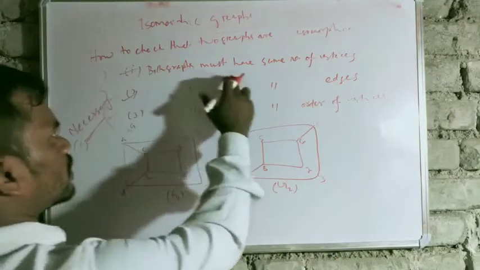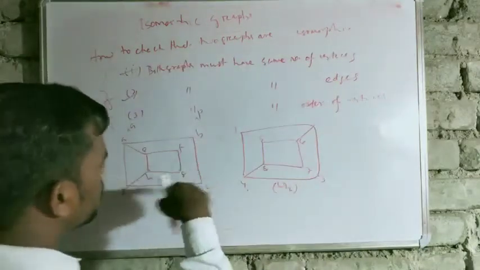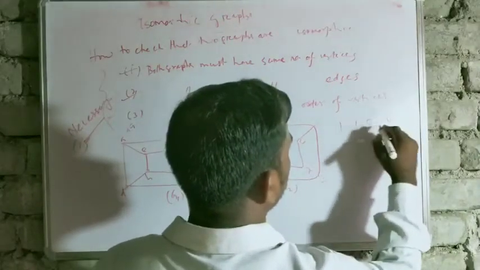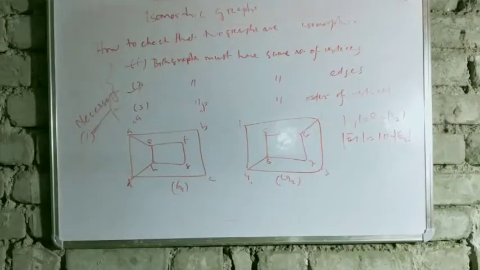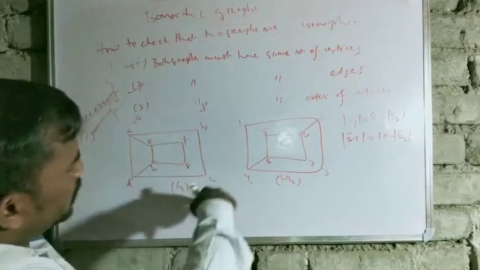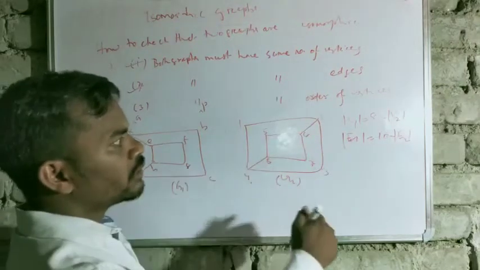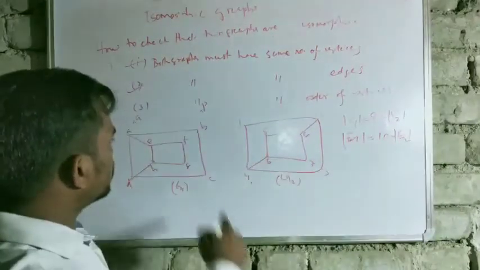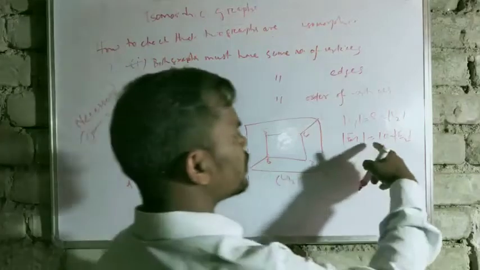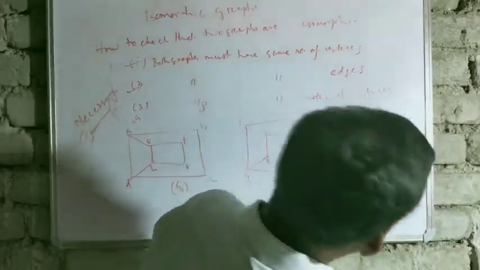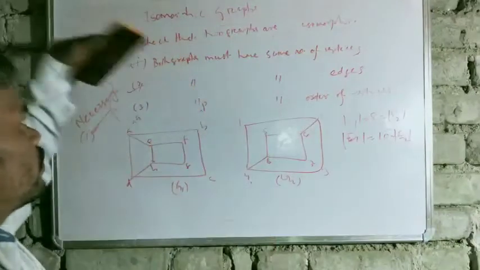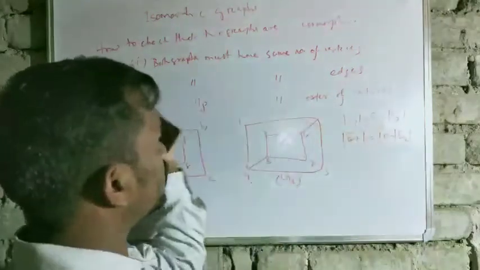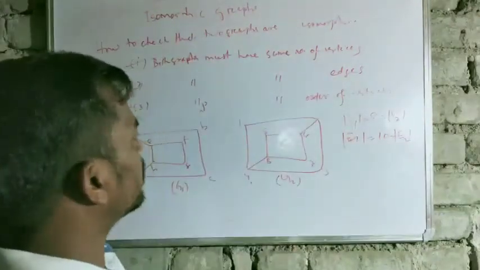If you take the first condition, whether both have the same number of vertices, yes, both have 8 vertices, so |V1| = 8. Both G1 and G2 have the same number of vertices, 8, and if we count their edges, both have 10 edges. So condition 1 is satisfied, they have the same number of vertices, and condition 2 is satisfied, they have the same number of edges. Now come to the third.